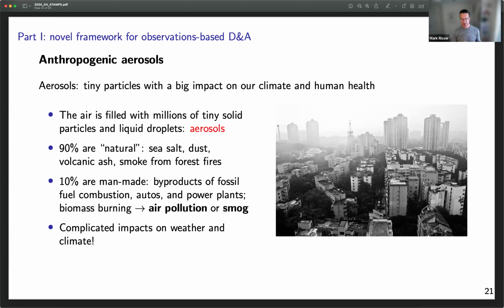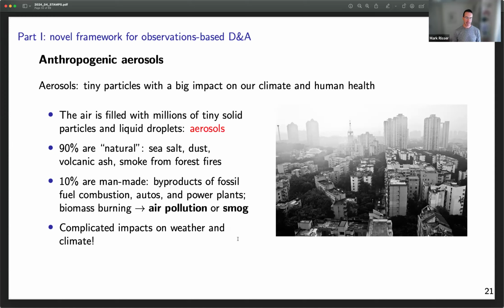But then another large fraction of these do come from human activities that are man-made, and this is primarily the byproducts of burning fossil fuels, but also a number of other things. And at a higher level, you could think of these as air pollution or smog. So that's what we're trying to show in this figure here.